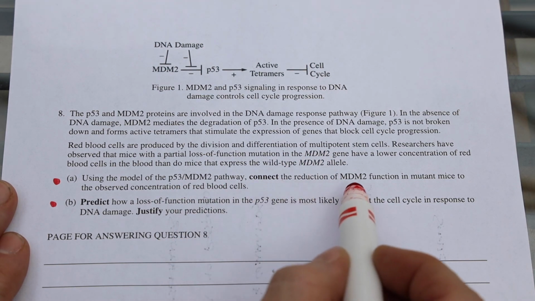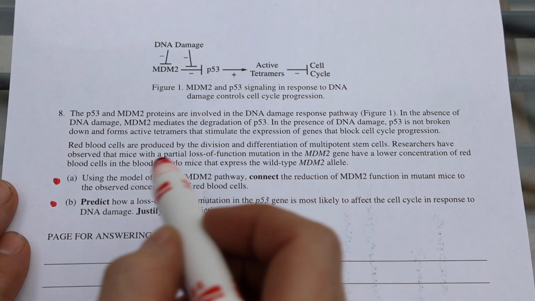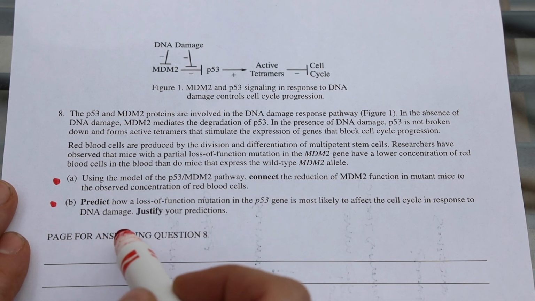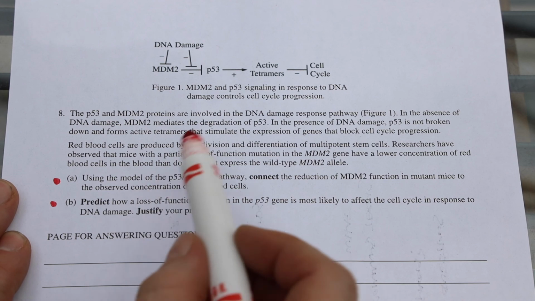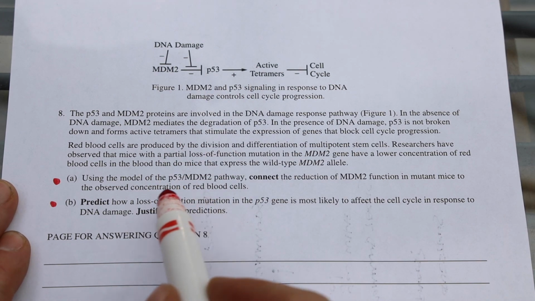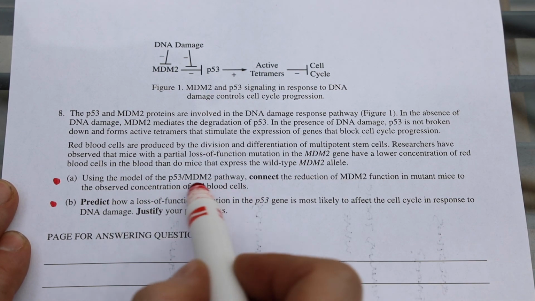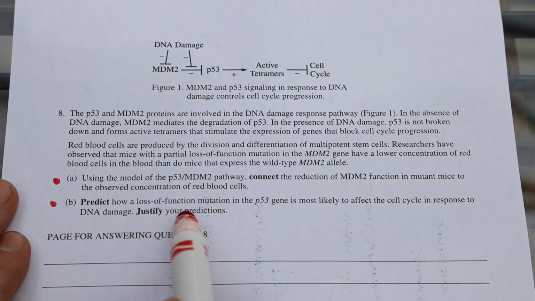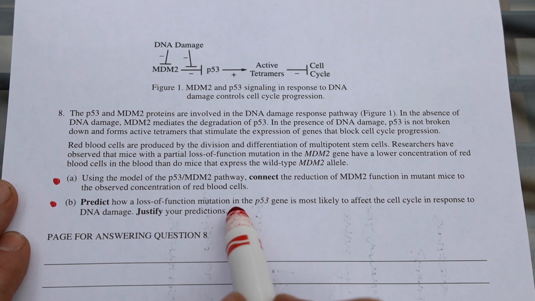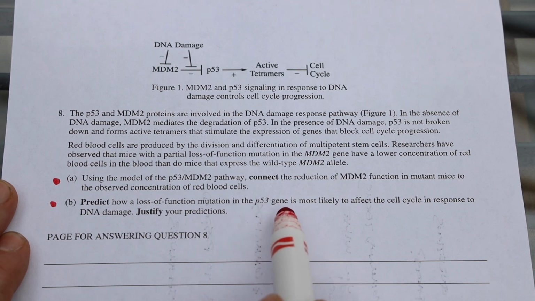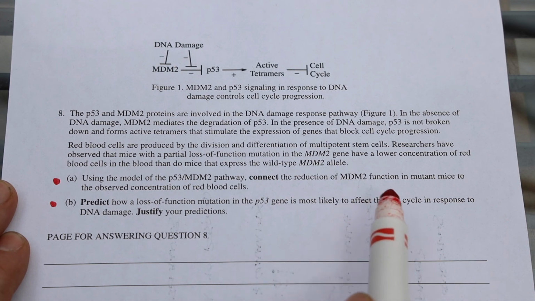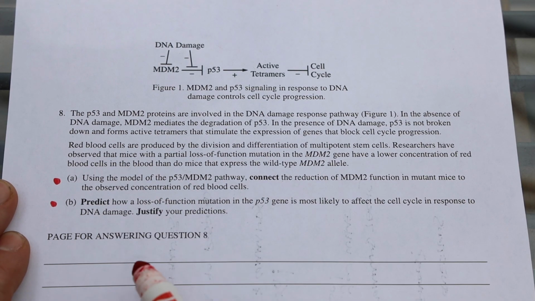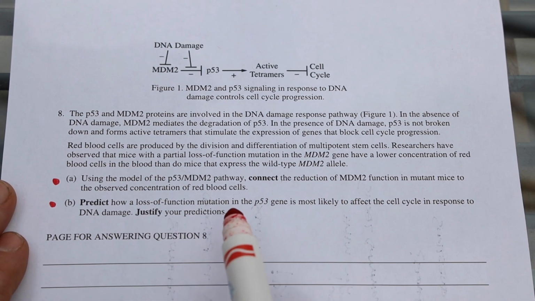Connect the reduction of MDM2 function in mutant mice to the observed concentration of red blood cells. Okay, so I'm going to be looking at this model and I'm going to find something. I'm looking for something about red blood cells. Okay, part B says to predict how a loss of function mutation in the P53 gene is most likely to affect the cell cycle in response to DNA damage, and justify your predictions.